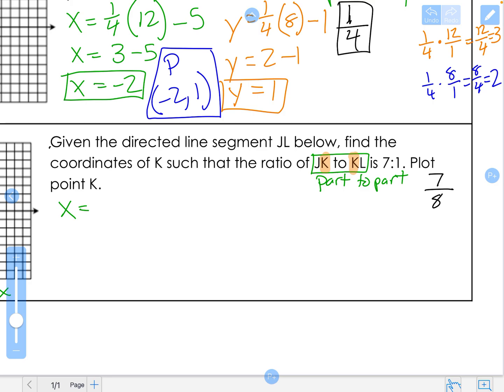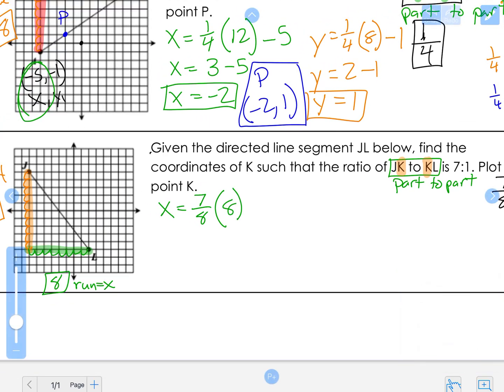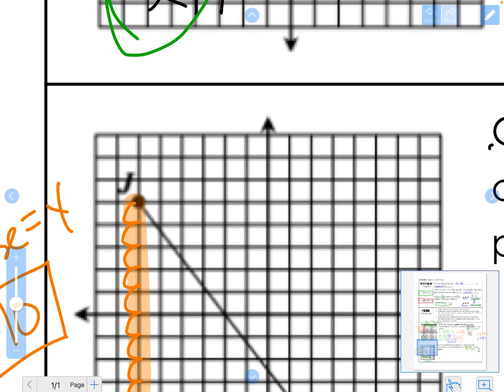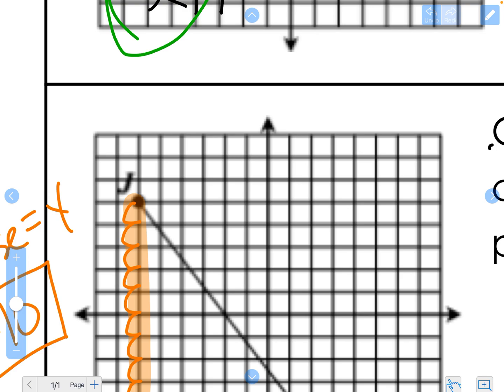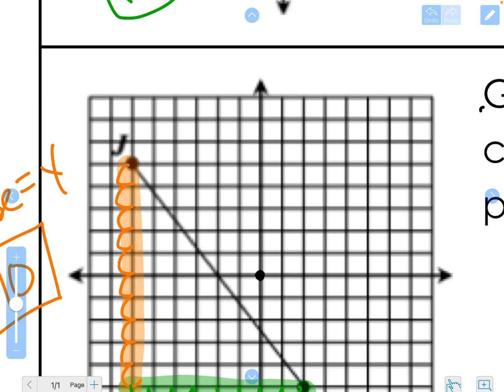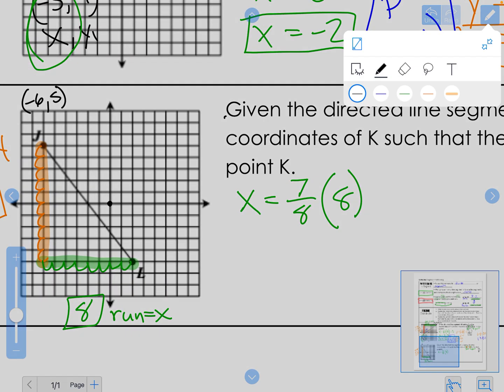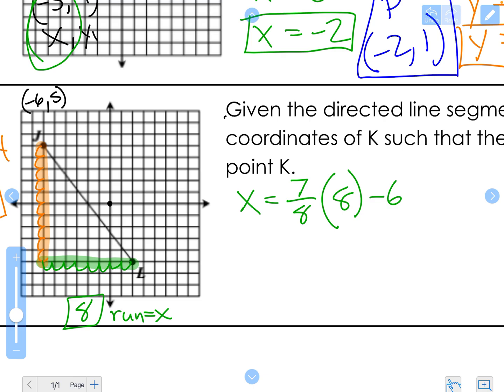So x is going to equal my part to whole, which is 7 over 8, times the run. We said the run is 8, and then we said minus or plus my x1 value. So again, I said x1 is always going to be the point to the left. So in this case, this is origin, 3, 4, 5, 6. So -6, comma 5. So my x value is -6, so I'm going to end up subtracting 6.